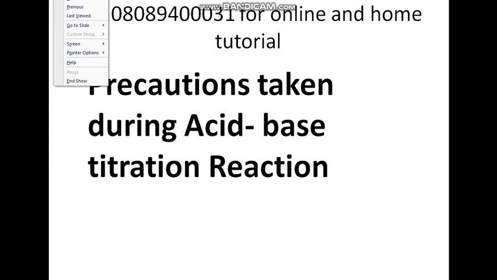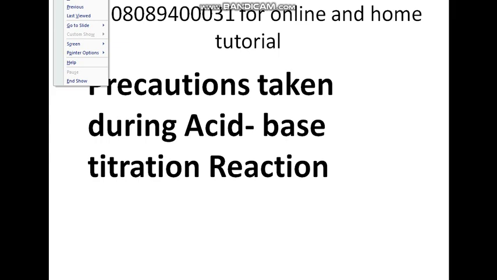Phenolphthalein indicator has a pH range of 8.3 to 10. It gives pink color in base solution. It gives colorless solution in acid solution. It gives colorless solution in neutral solution, that is at endpoint.